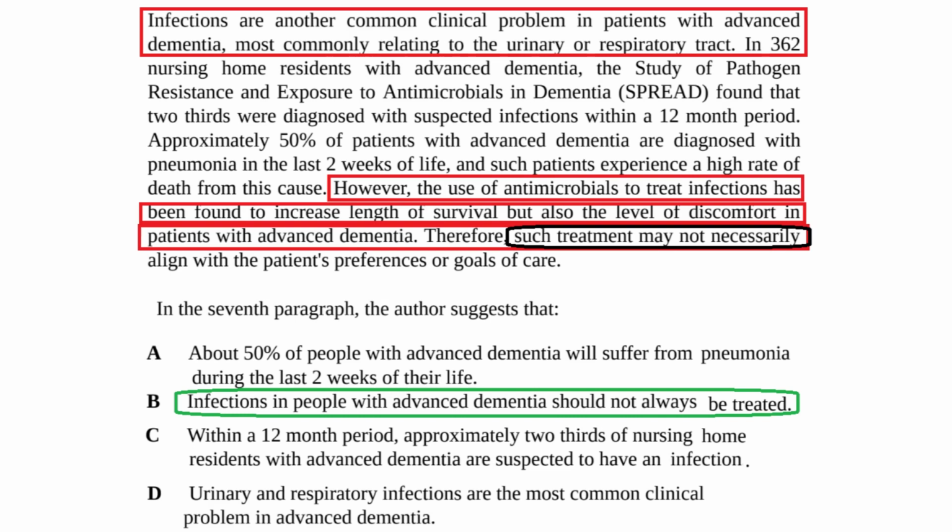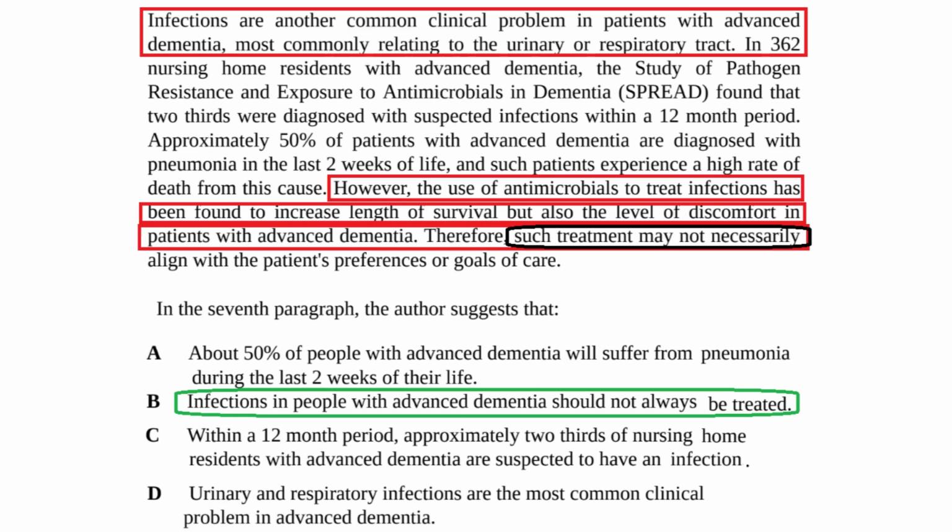C. Within a 12-month period, approximately 2/3 of nursing home residents with advanced dementia are suspected to have an infection. This statement accurately represents the findings from the study of pathogen resistance and exposure to antimicrobials in dementia, as mentioned in the passage. However, it's not what the author specifically suggests in the 7th paragraph. The focus of the 7th paragraph is on the implications of treating infections, not just the prevalence of infections.